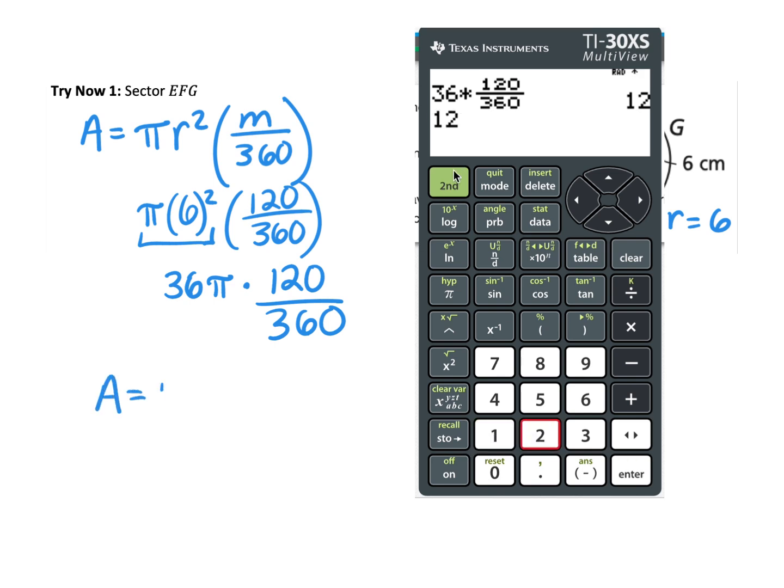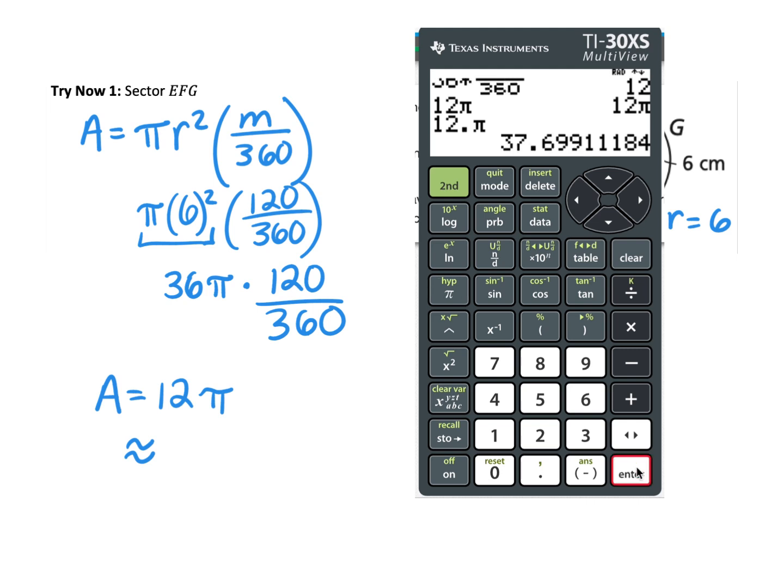To get the decimal value, its approximate value, you might notice on your calculator that if you try to do 12 pi, it'll just give you 12 pi again. So to force the calculator to give you the decimal answer, you can do 12 decimal point and then your pi button, and now it will give you the decimal value of 37.699.